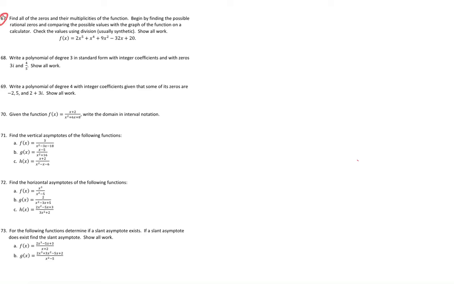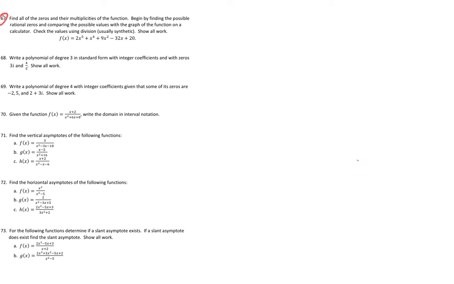67. Find all the zeros and their multiplicities of the function. Begin by finding the possible rational zeros and comparing the possible values with the graph of the function on the calculator. Check the values using division, usually synthetic, show all work.